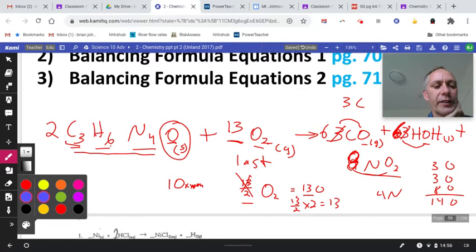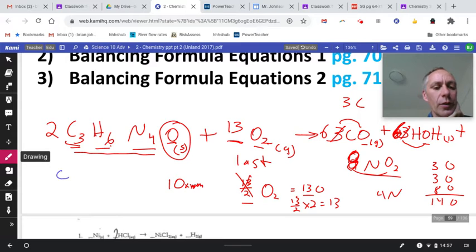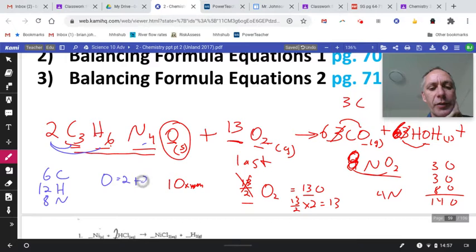Now let's just double check and see if we got this thing right. So total number of carbons is 6. Total number of hydrogens is 12. Total number of nitrogen is 8. Total number of oxygen is 2 plus 13 times 2 is 26, 28. Okay, over on this side, we have 6 carbon. Yes. We have 6 times 2 is 12 hydrogen. Yes. 8 nitrogen. Yes. And a total of 28 oxygen.